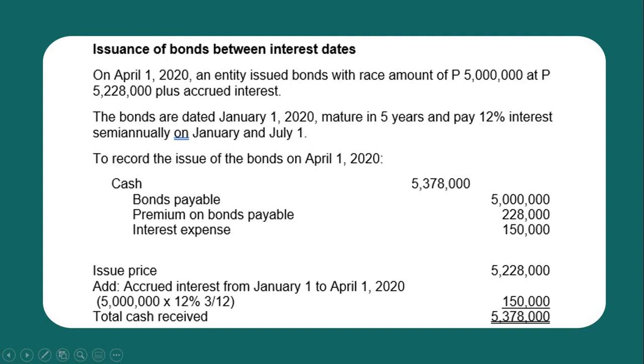And since the issue price is higher than the face amount, the bonds are issued at a premium. So there is a premium of 228,000. Credit, interest expense, 150,000. Why is interest expense credited? Because later on, this will have an effect on the total expense that will be paid to the investors on the interest date.